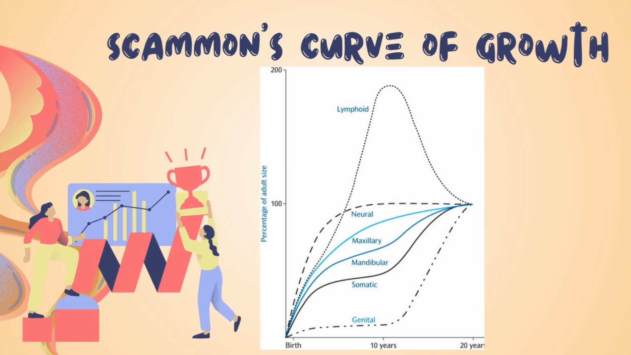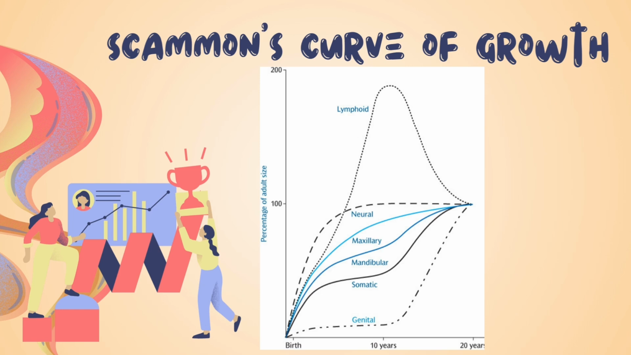Lymphoid tissue proliferates rapidly and reaches almost 200% of the adult size, and this 200% lymphoid growth is to protect the child from infection because they are more prone to it. After 18 years, this lymphoid tissue decelerates and comes back to the normal adult size. Neural growth grows very rapidly and reaches adult size by 6 to 7 years of age. Very little growth occurs after 6 to 7 years.